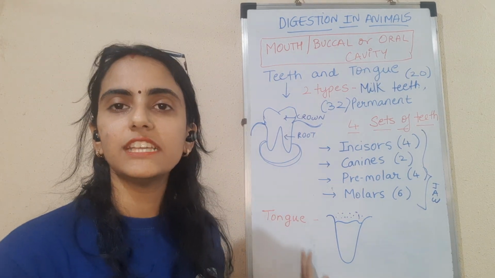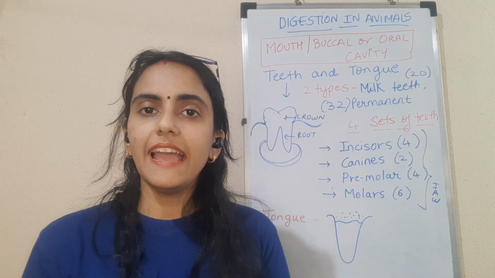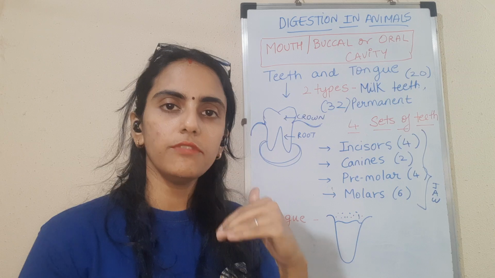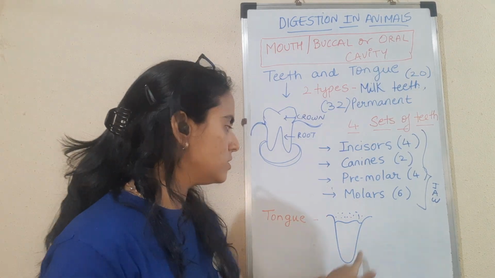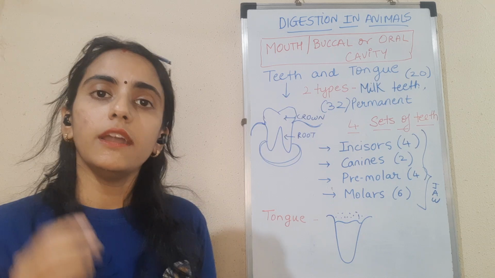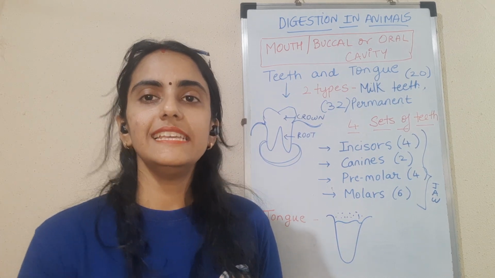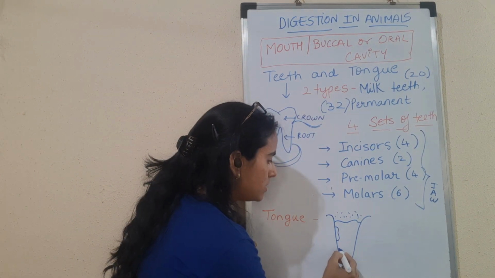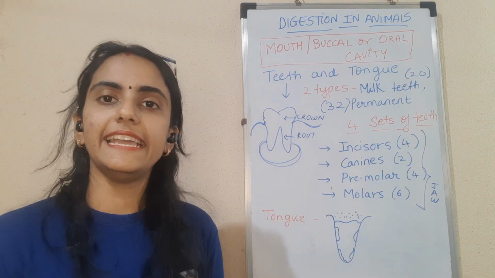Now, like I said, the next part is the tongue. Now, the tongue is a muscular and fleshy organ which is attached at the back side of the mouth, but it is free from the front side. Okay, so this is how our tongue looks. Now, the most important thing that the tongue helps us with is taste, right? So there are different areas on the tongue which help us to identify different tastes.